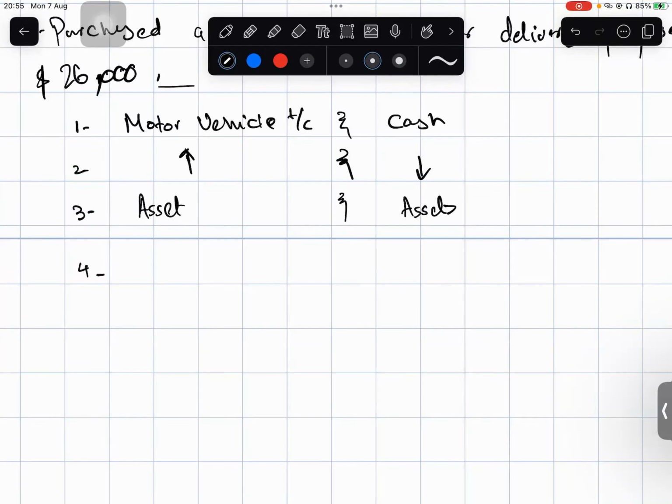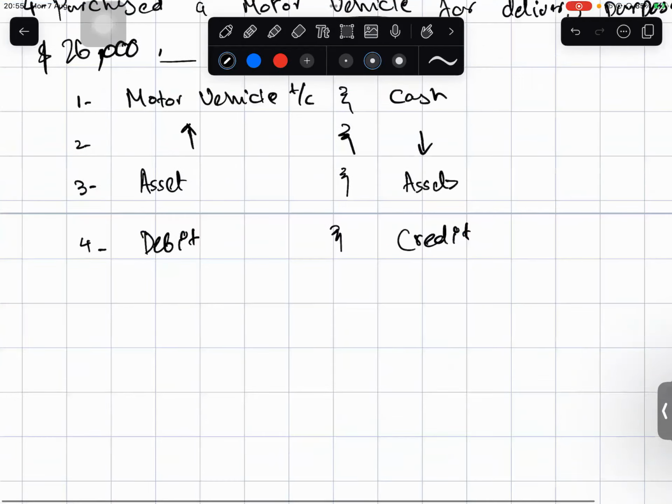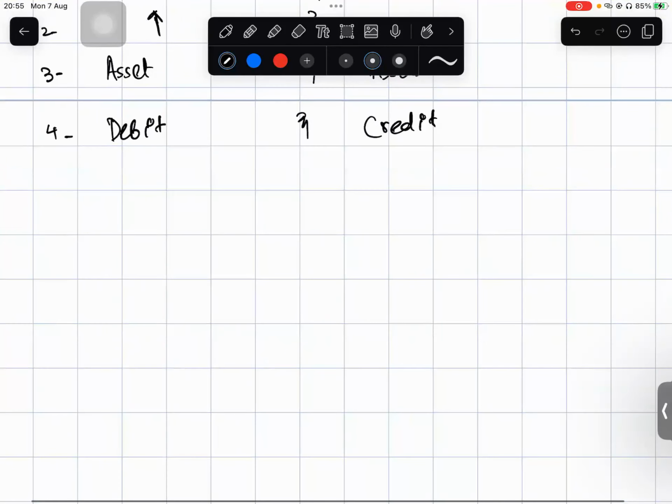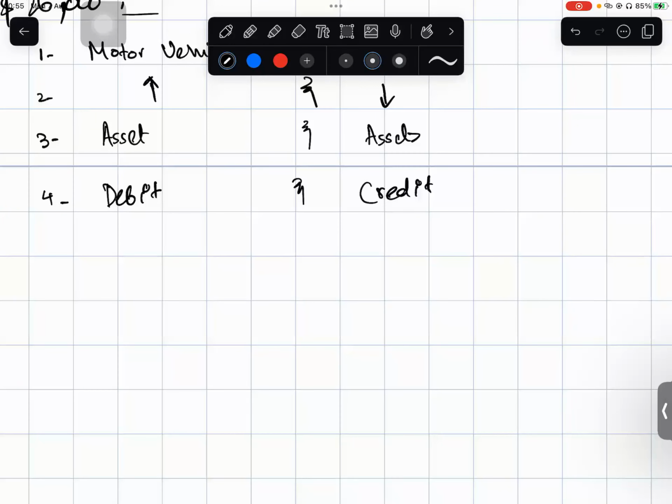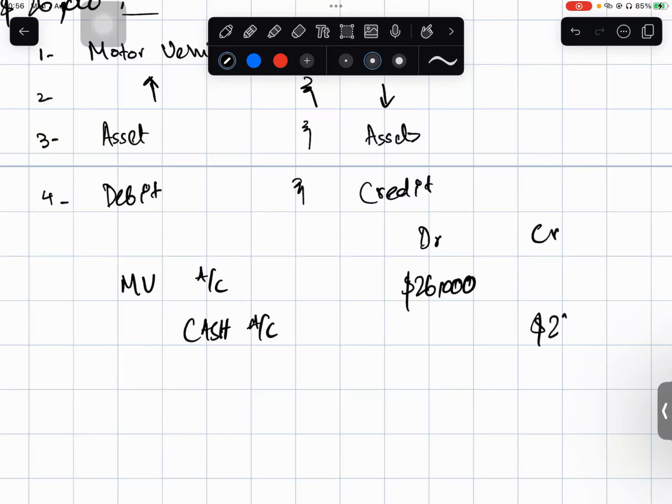Okay, so we have decided this. So now just tell me the effects. What would be the treatment for the motor vehicle account? The motor vehicle will be debited and cash would be credited. Absolutely, spot on. And how would you make the entry? What would you write now? Motor vehicle account debit 26,000 and cash account credit 26,000. Perfectly done.